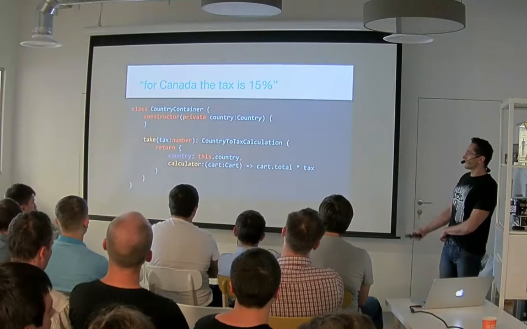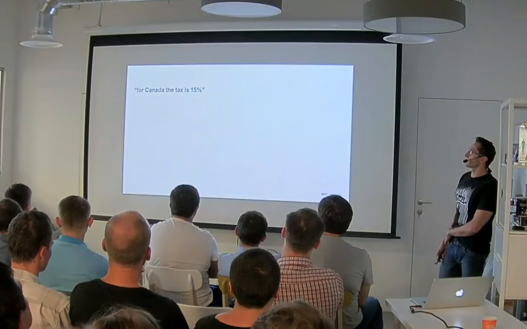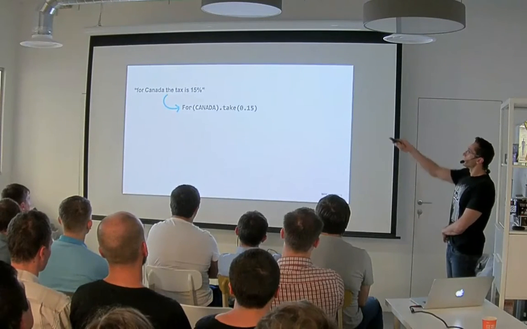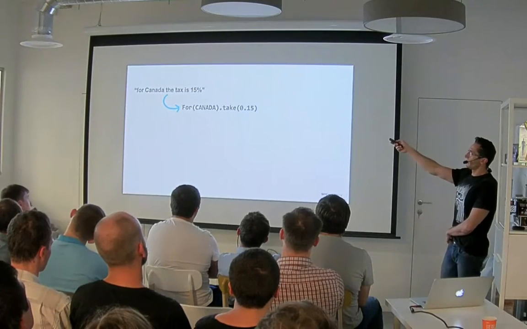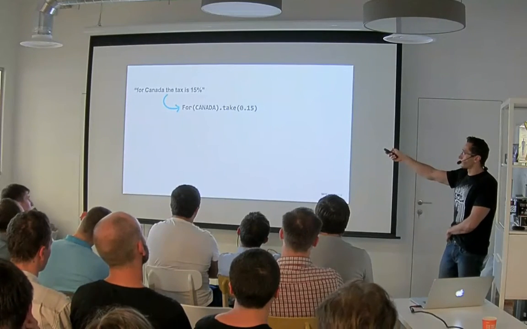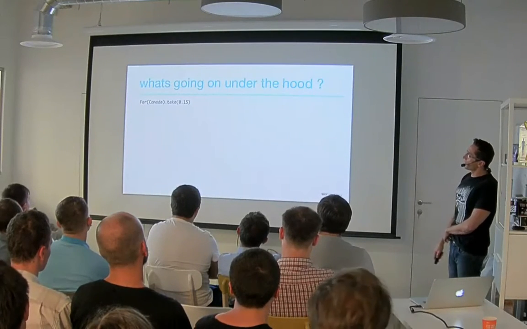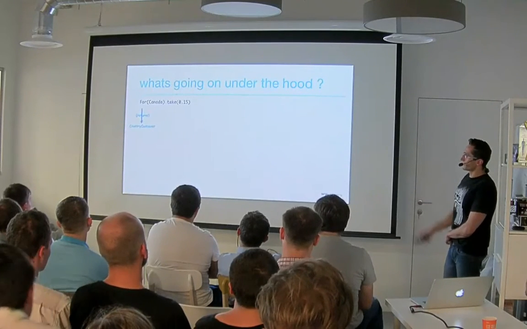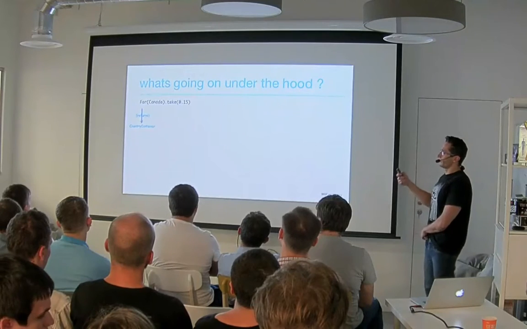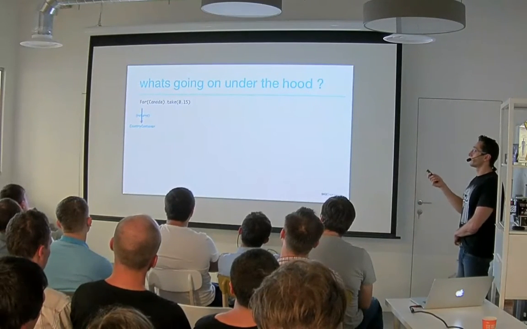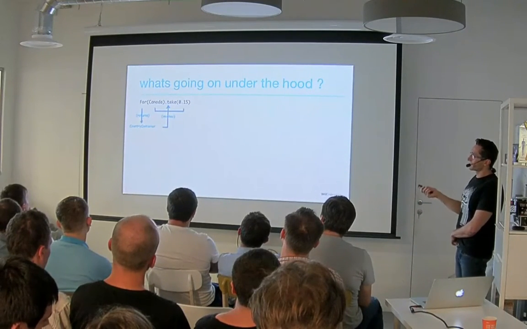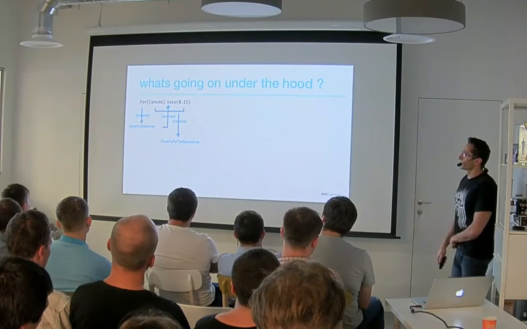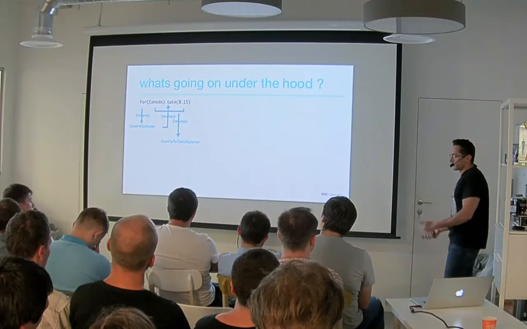Using these few classes, we can now support the following sentence. For Canada, the tax is 15%. The upper version is the English one, and this one is actually code in TypeScript. And we can see what's going on behind the hood. The for function, when we invoke it, returns a country container, on which we can invoke the take method, give it a decimal which represents the tax, and get a country to text calculation, which allows us to calculate the tax for a specific country.